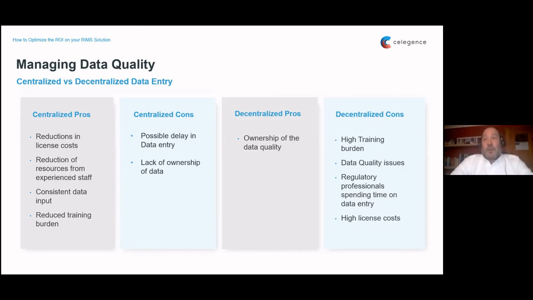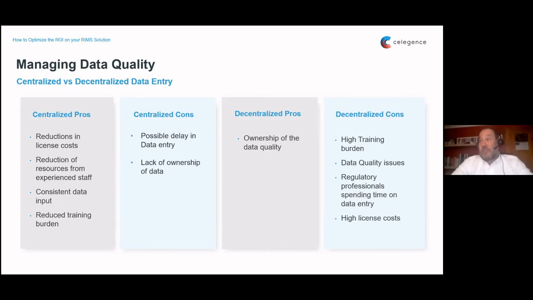The cons to that centralized data input model are that there could be a delay in getting the data from the regulatory executives through to the centralized data input team. And also there's a lack of ownership of the data. If you are not responsible for entering that data into the system, I find that a lot of times it never gets to the top of people's to-do lists. So again, you can have another delay of entering the data into the RIM system.